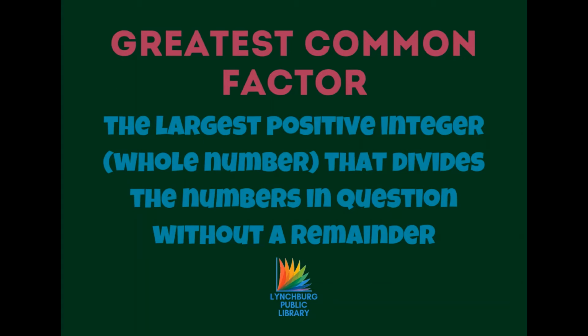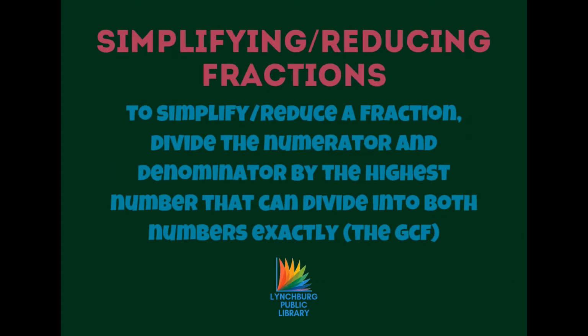The greatest common factor is the largest positive integer that divides the numbers in question without a remainder. To simplify or reduce a fraction, divide both the numerator and denominator by the highest number that can divide into both numbers exactly, or the greatest common factor.